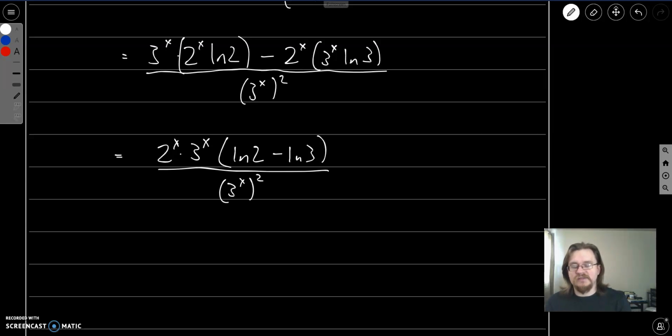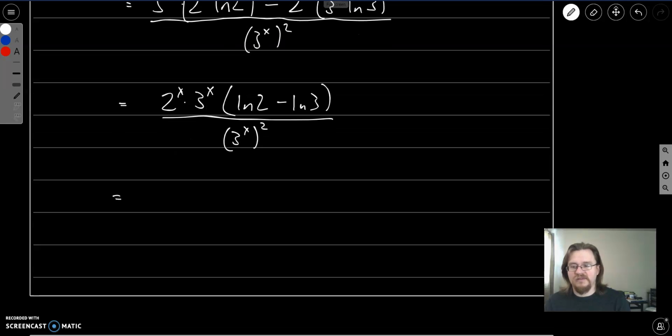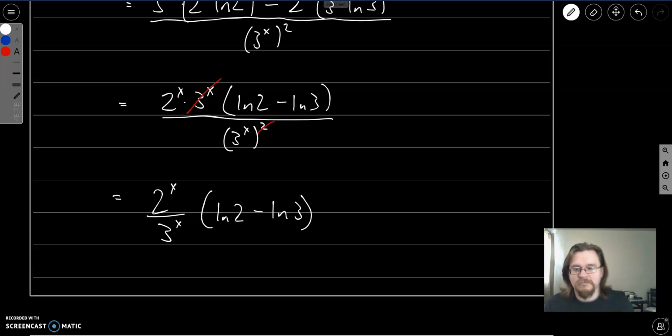And then I can cancel this from the top to the bottom. So I have a factor of 3 to the x and a factor of 3 to the x. So what I'm left with, and I'm going to write this in a slightly different way, is 2 to the x over 3 to the x times the natural log of 2 minus the natural log of 3.